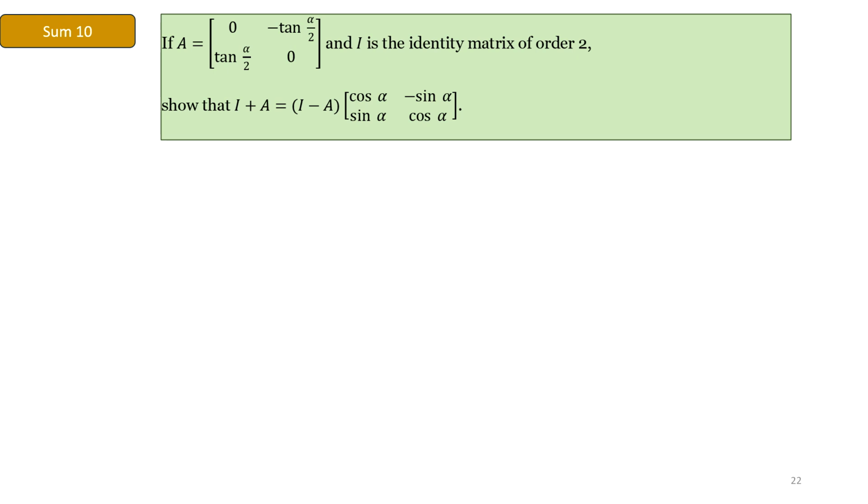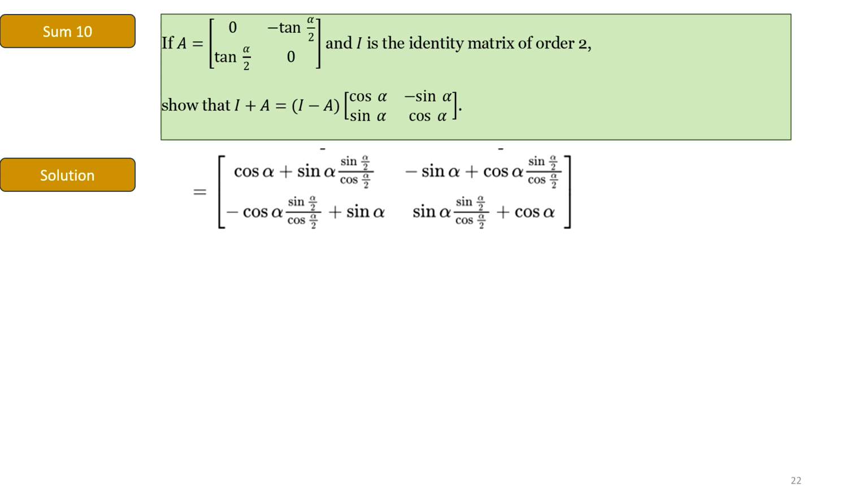We continue solving the sum number 10, moving ahead from the step arrived at in the previous slide where RHS is simplified by doing a matrix multiplication. In the previous slide, we saw the RHS is simplified to the 2 by 2 matrix depicted here.